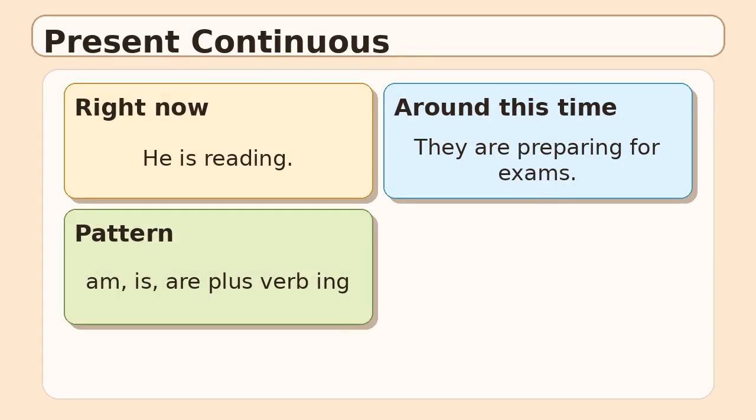The present continuous usually shows an action happening now or around the present time. In "he is reading," the action is happening right now. In "they are preparing for exams," the activity may not be happening at this exact second, but it is going on around the present period. Notice the pattern on the screen: am, is, or are plus the verb with ing. That pattern helps us build the present continuous correctly.